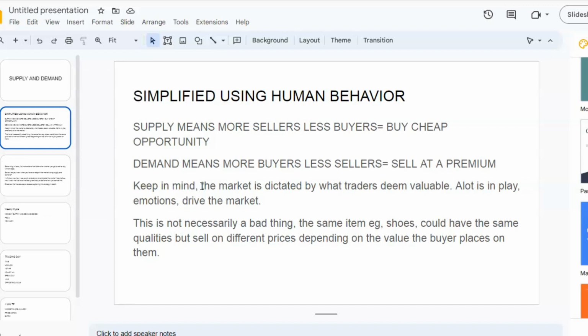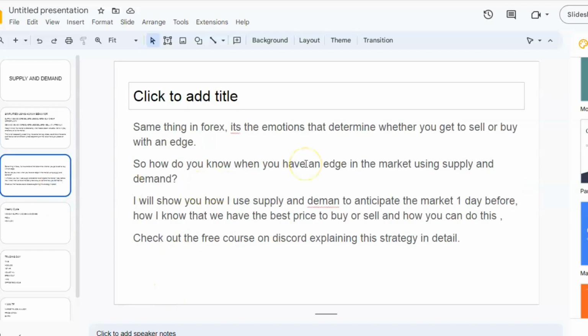Now, this is not a bad thing, because think about this situation. The same item, like a shoe, could have the same qualities, but one is sold at $10 and another one is sold at $10,000, depending on the value that the buyer himself places on that shoe. And it's the same thing with forex trading. So if you understand the emotions at play, then you get to sell or buy with an edge to make profit. So how do you know that you have an edge in the market using supply and demand?